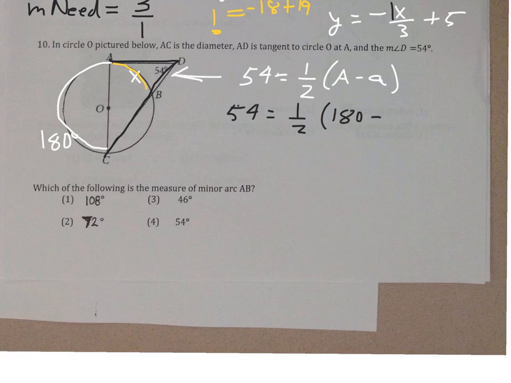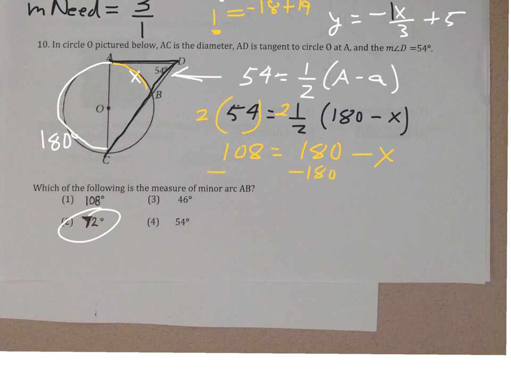The larger arc is 180 degrees, the smaller arc we don't know, but we know that the exterior angle is 54. And you could solve this equation a few different ways, or just take these numbers and plug them in and find out that 72 is the right answer. As we'll show really quickly, a very quick way to solve this question is to multiply both sides of the equation by 2. So that gives you 108 is equal to 180 take away x. And then you can finish solving the question by subtracting 180 from both sides, giving you negative 72 equals negative x. So divide by negative 1 and you get x is 72 degrees.